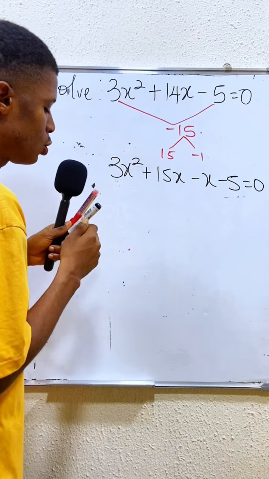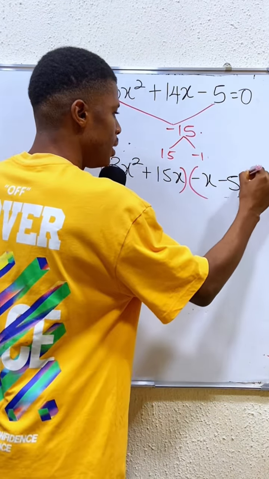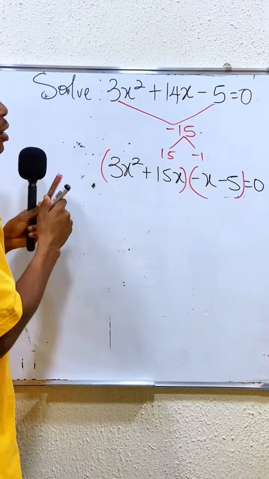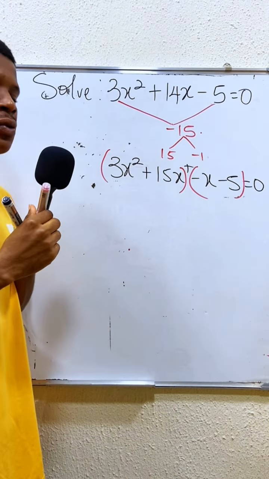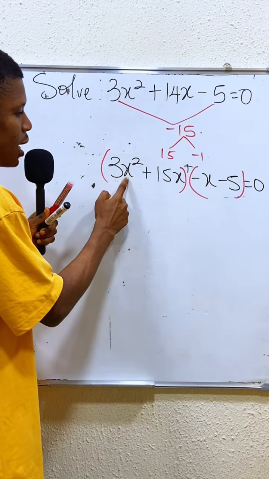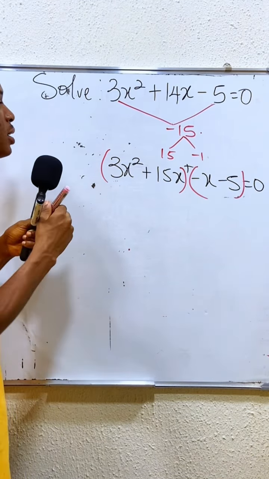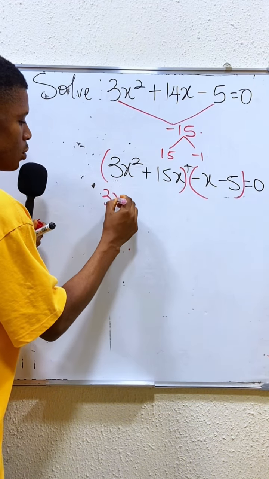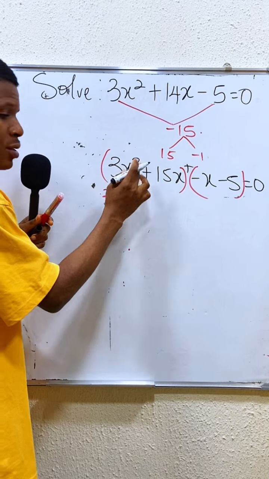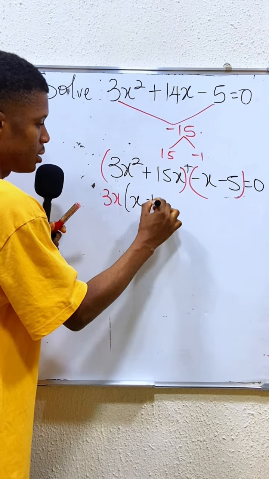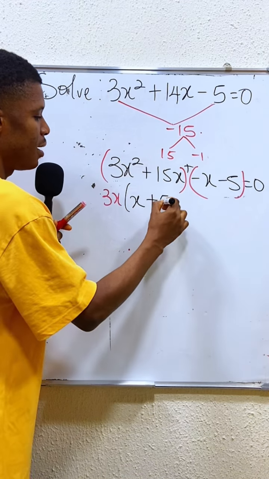So after this, we are now going to group. You group the first two and group the last two. So if you group it, you now factorize. What's common between 3x squared and 15x? The thing that is common there is 3x. So if you factor out 3x, you are left with 3x divided by 3x squared, you are left with x, plus 3x divided into 15, you are going to get 5.